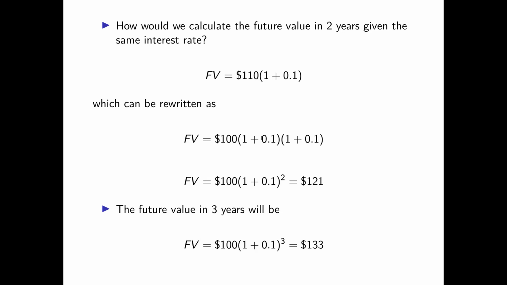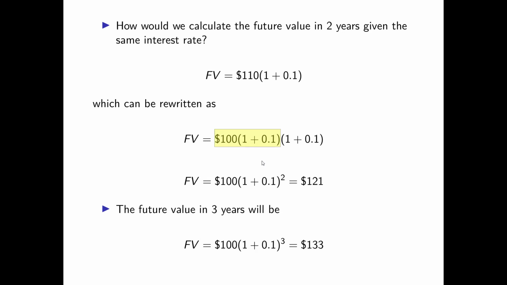Okay, what if we want to calculate the future value in 2 years? How are we going to go about it? We already know what the future value is going to be in 1 year. This is what it's going to be. So in order to calculate the future value in 2 years, this amount, since the amount is assumed to still be in the savings account, well, to this amount will be added 10% of itself. Okay, so you have the amount after 1 year, and then we add 10%.